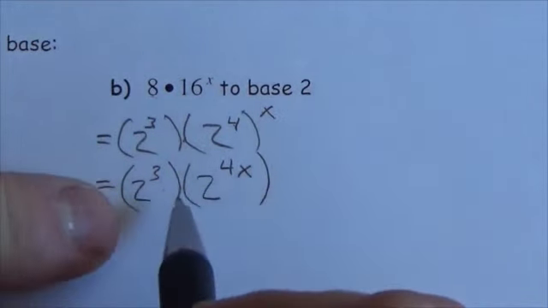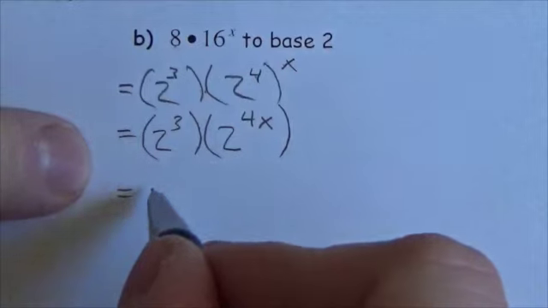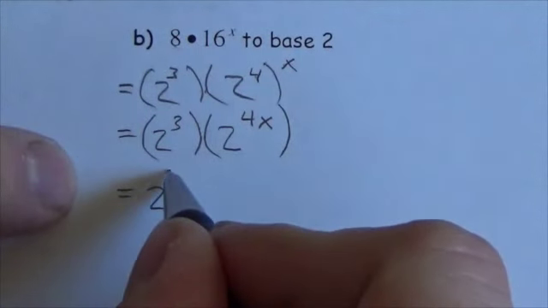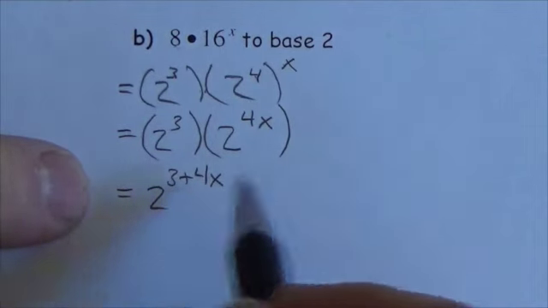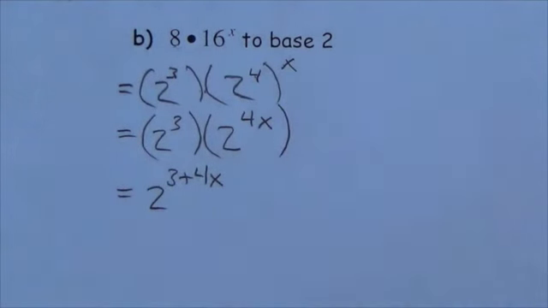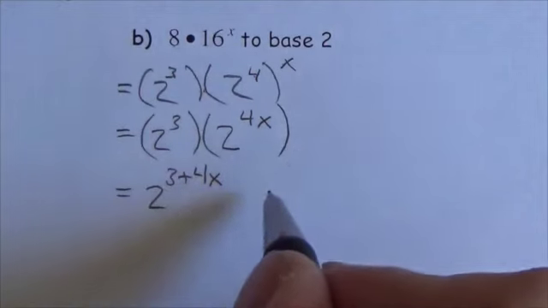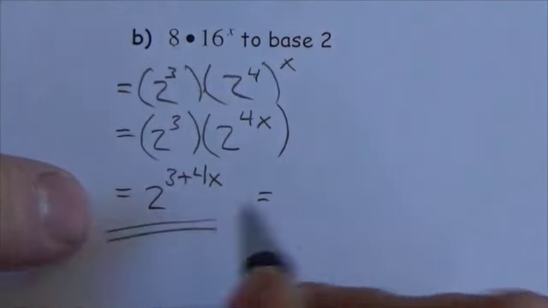Now I've got 2 powers of 2 multiplied together. Let's think about that. When I multiply powers, I add exponents. So this becomes 2 to the power of 3 plus 4x. Perfect, that's exactly what you do here. Now, this is an acceptable answer. There's nothing wrong with that.